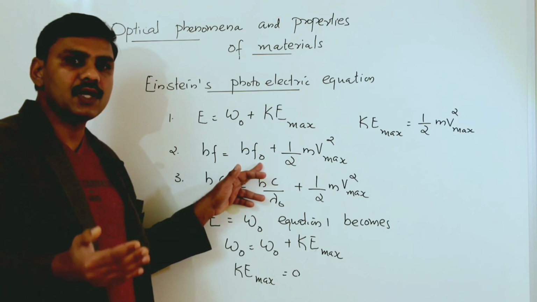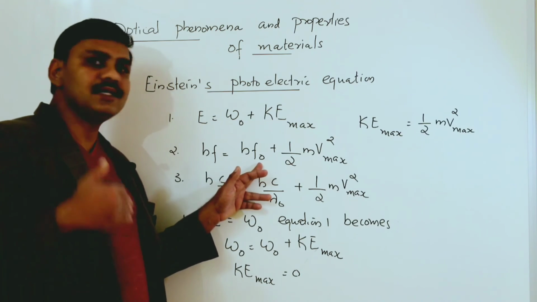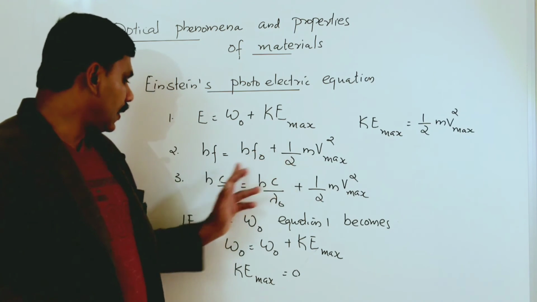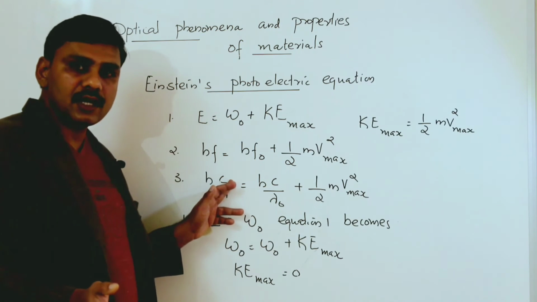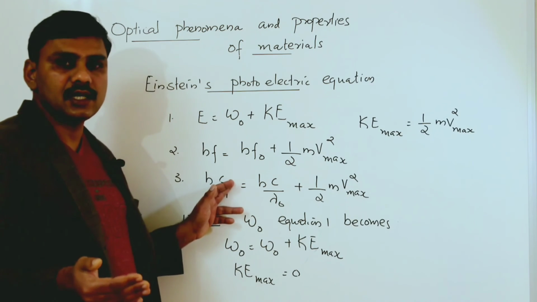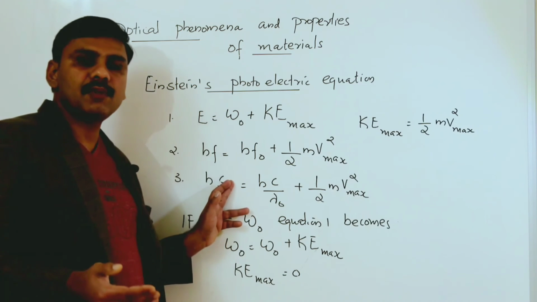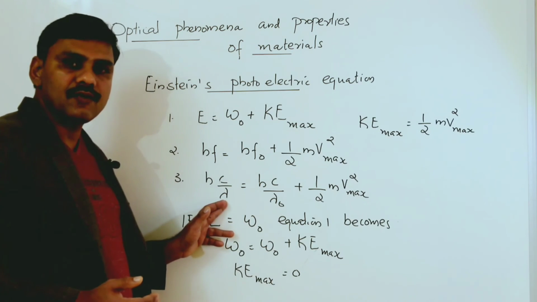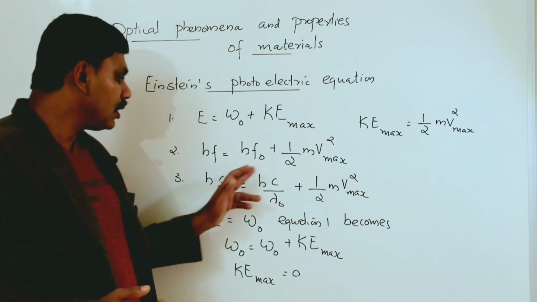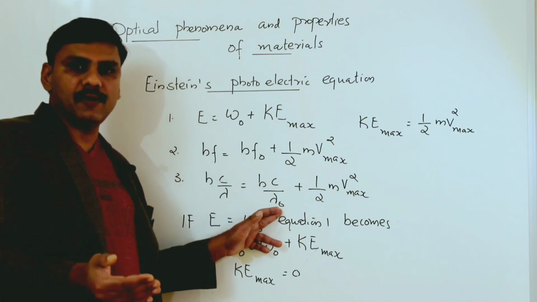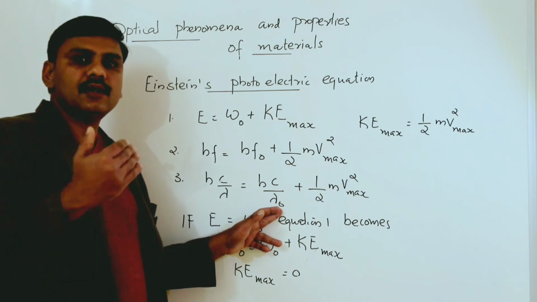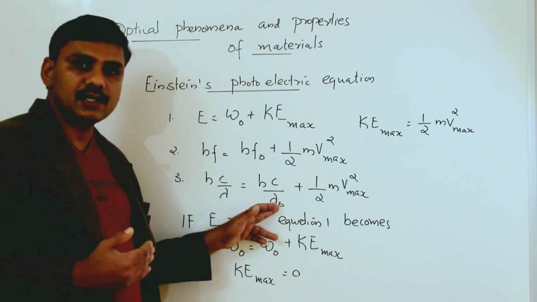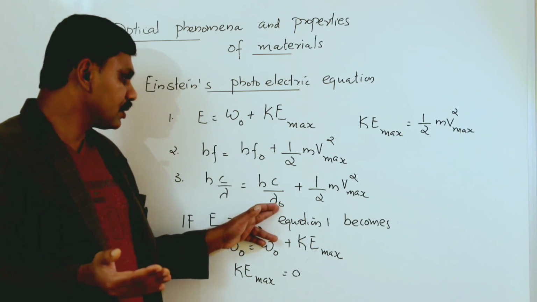It is the minimum frequency required for the ejection of electrons. Then c is the speed of electromagnetic radiation, that is a constant, whose value is 3 multiplied by 10 to the power 8 meter per second. Lambda is the wavelength of electromagnetic radiation. Lambda 0 is the threshold wavelength, that means it is the minimum wavelength required for the photoelectric emission.